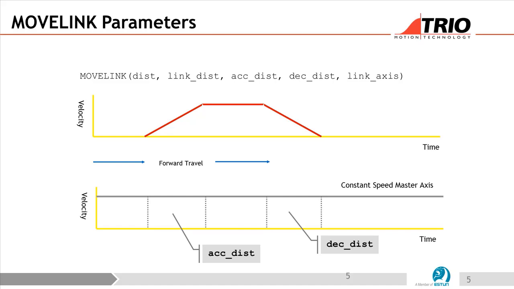But notice they're pointing to the master axis movement, so the accel and decel distance are actually given as the distance on the master axis. So it's not the distance here on the slave, it's the distance that it sees on the master. So in fact, on the move link, the only parameter that refers to the axis you're running on is the first one. Everything else is to do with the master axis.